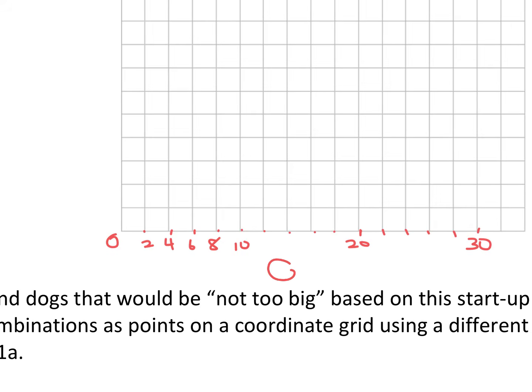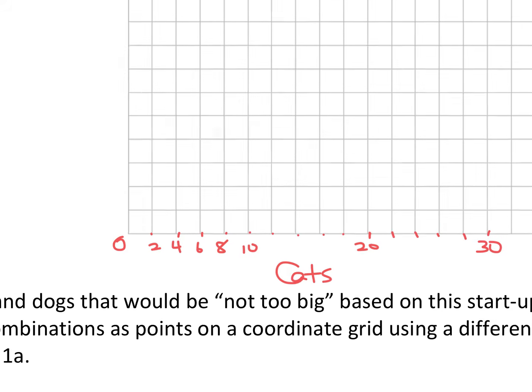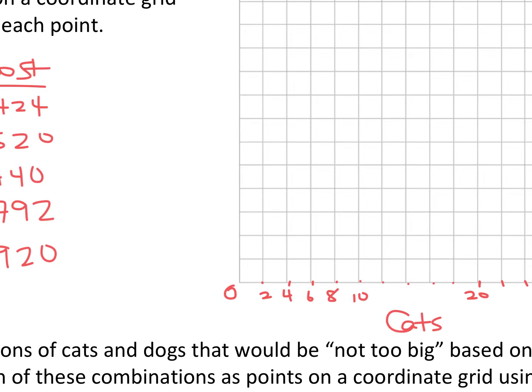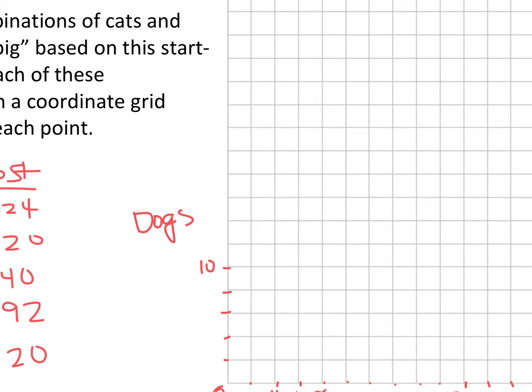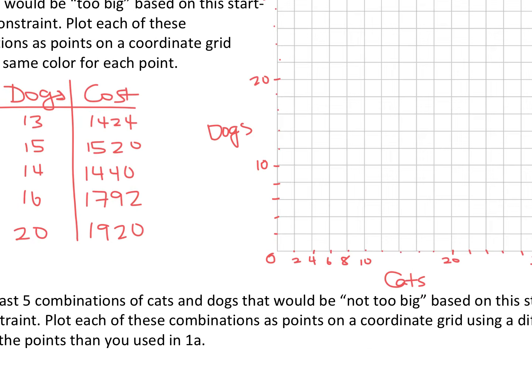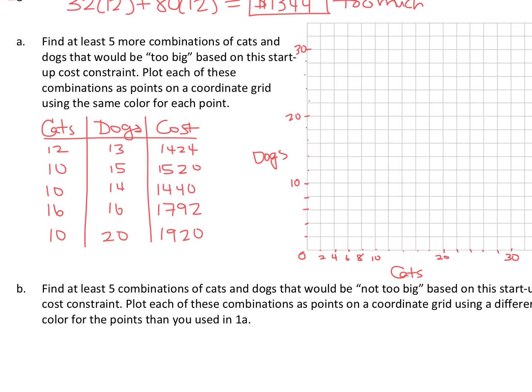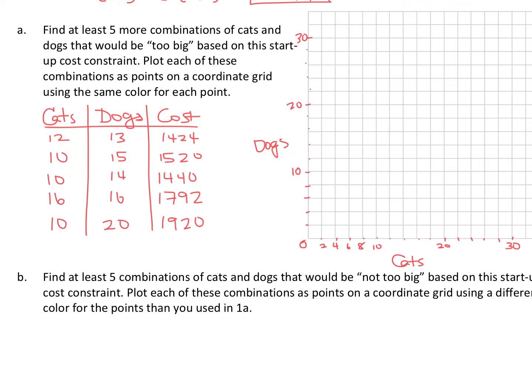This is going to be cats over here for X. And then we'll label our Y axis as well. And this is going to be dogs. 2, 4, 6, 8, 10. 2, 4, 6, 8, 20. 2, 4, 6, 8, 30. Okay. So let's just use red, and we'll use a different color for part B.